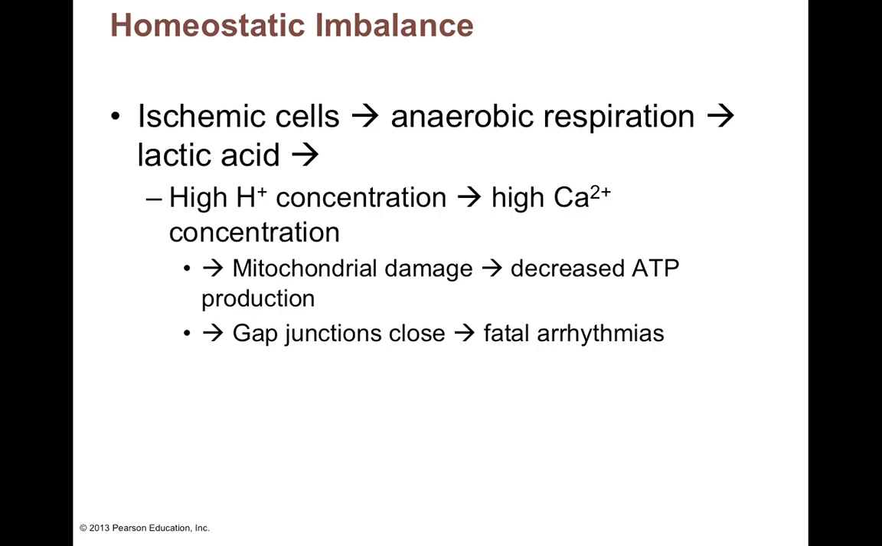What were the functions of those gap junctions? Y'all remember? Why do we have gap junctions between our cardiac muscle cells? So electrical currents can flow from one cell to the next. Very good. So if those gap junctions close because the cells are acidotic, then those action potentials won't be able to spread very easily or at all. And what that can lead to are fatal arrhythmias, and arrhythmia is an abnormal heart rhythm. And that could come from the acidosis itself, which is pretty interesting.